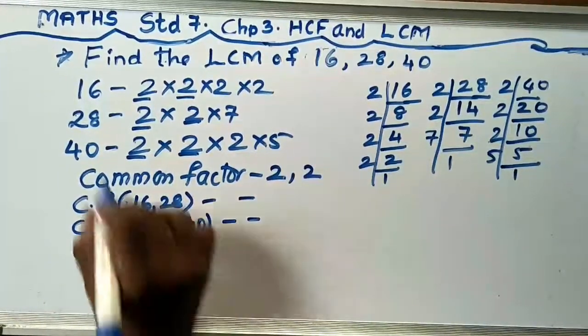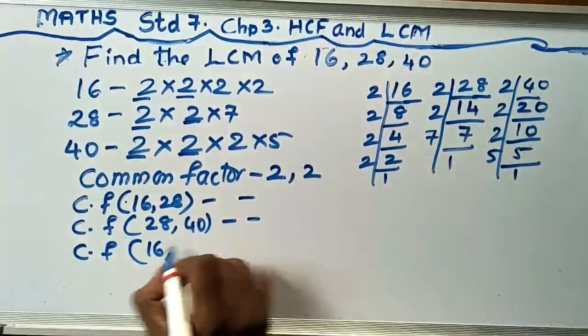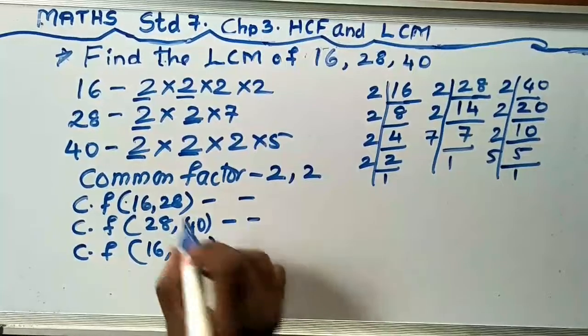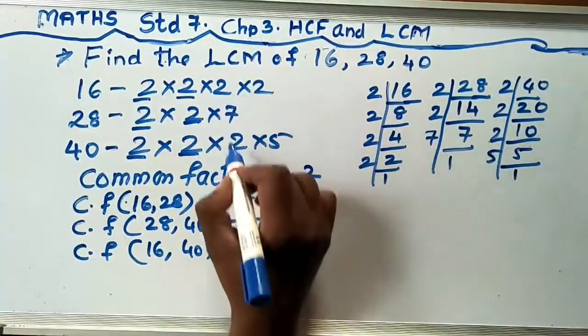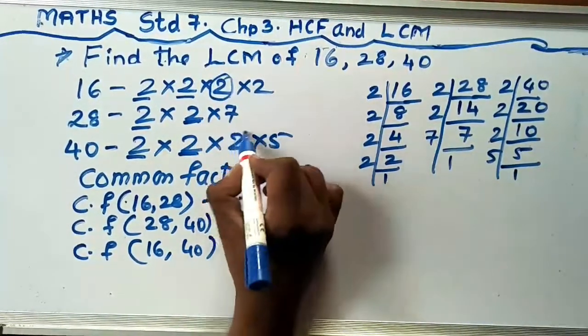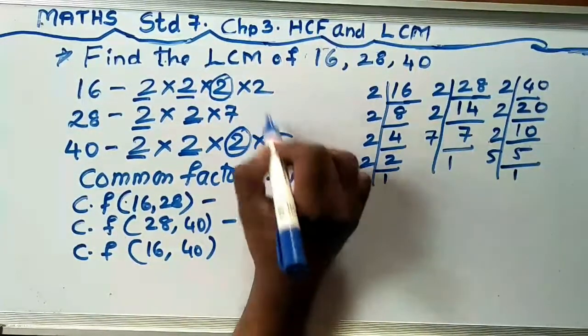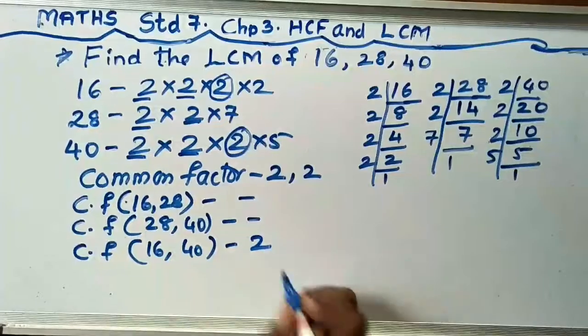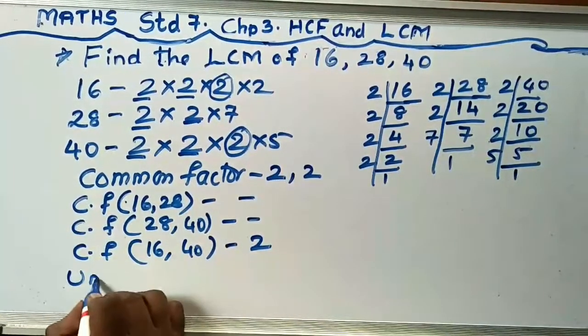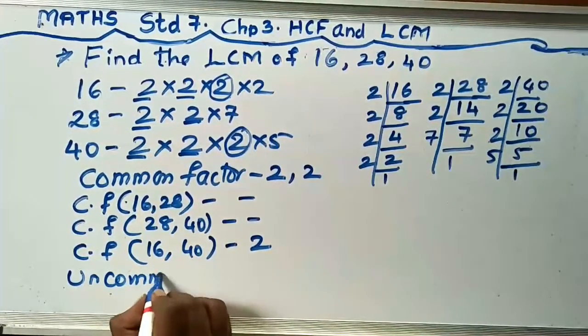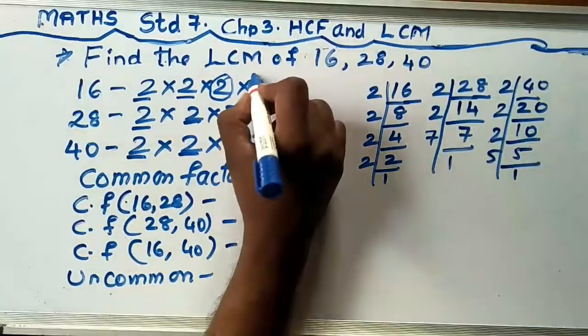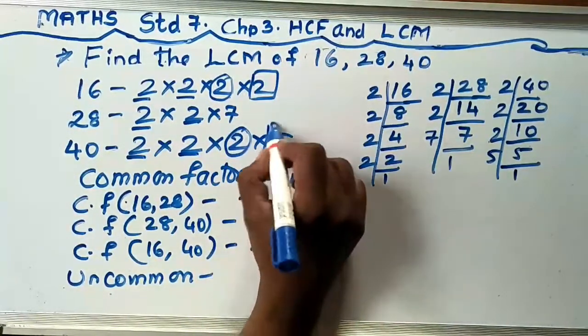Then common factor of 16 and 40. So here 16 and 40, 2, 2. I circle. Then 2, there is no 2 here. Only 2 and 5 are remaining. So there is only one common factor. Then uncommon, which is not common. 2 and 5.